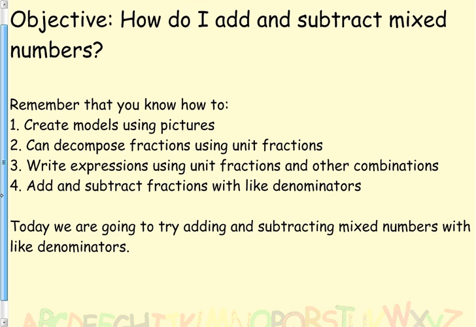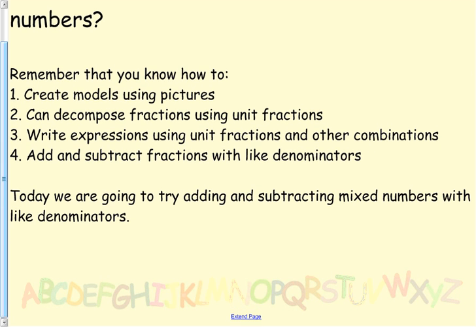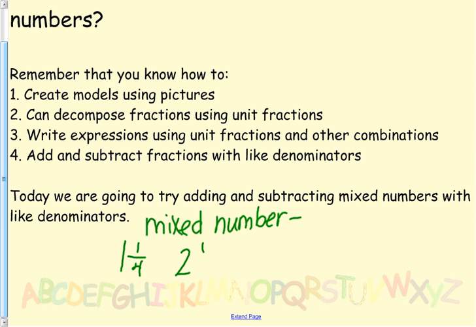And I want to remind you that a mixed number is a whole number and a fraction together. So examples of a mixed number are 1 and 1/4, or 2 and 1/3, or 3 and 4/5, or 10 and a half. All of those are mixed numbers because we have a whole number and a fraction. So we're going to try adding together those mixed numbers.